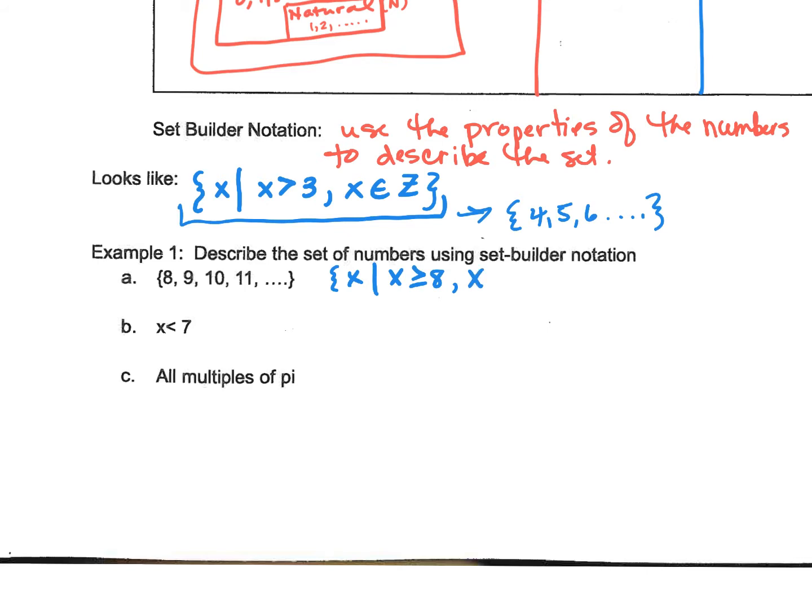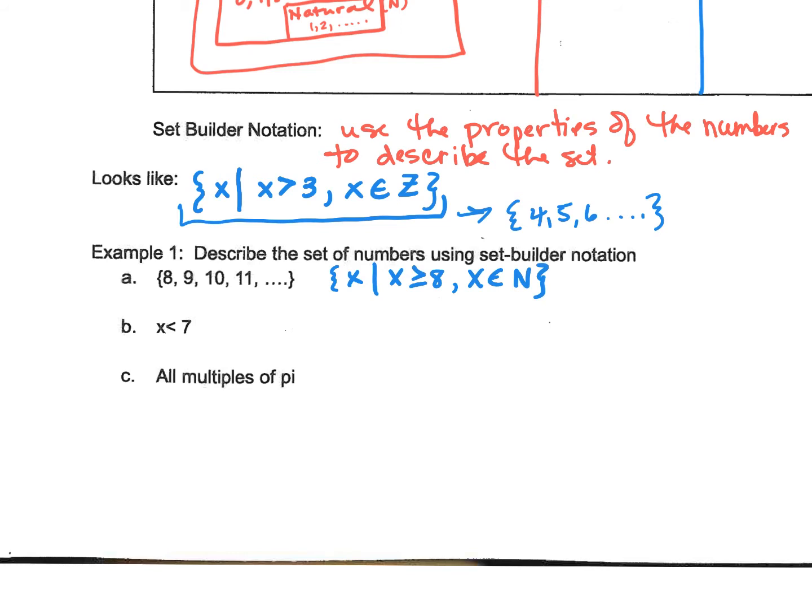Where X is an element of what? This is where you want to be the least inclusive. So what is the smallest set that X, 8, 9, 10, 11, and so on are part of? Natural. So X is an element of the naturals, N. See how easy that is? It's not too bad, is it?